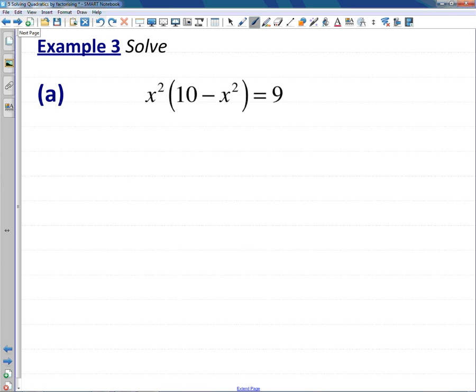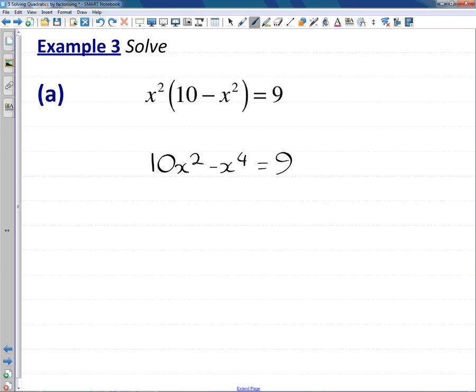Next, really an extension question. So this is quite a challenging one. Remember, do pause the video to have a go at the problem yourself first. But again, we're just going to apply the principle of trying to make everything equal to 0. So we're going to expand here. And we actually get minus x to the 4 there.